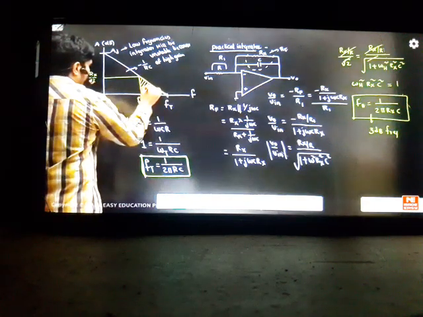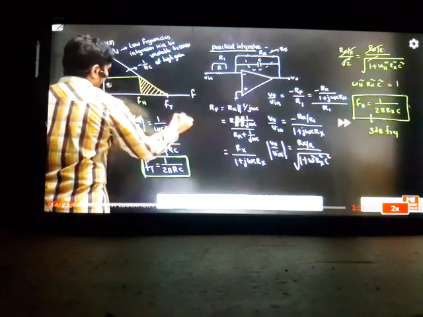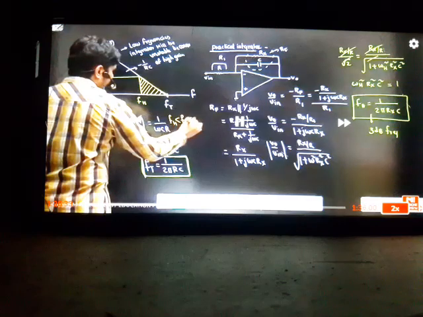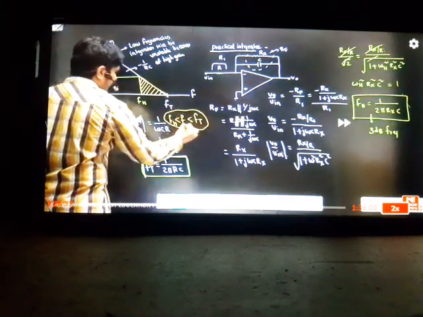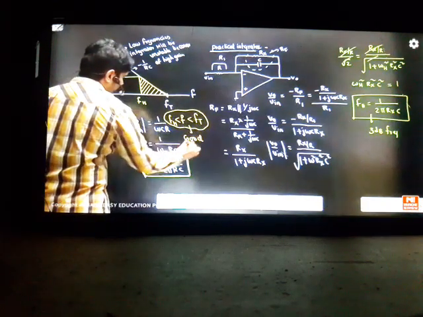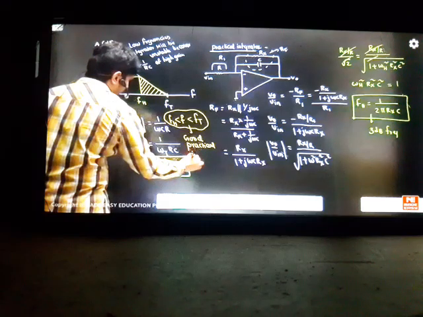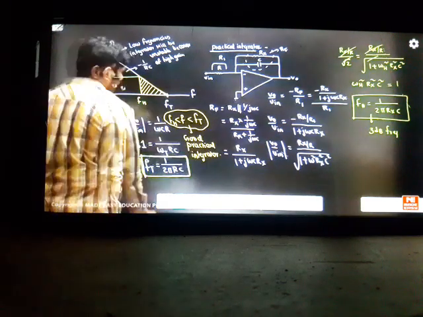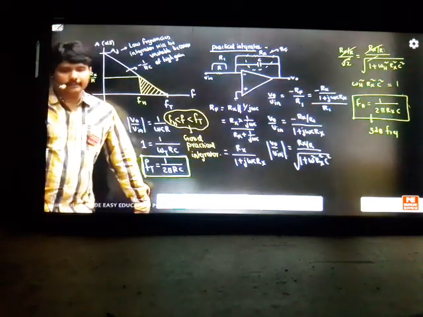So practically, if you want to use an integrator, always use a frequency that is less than FH, less than FT, and more than this one. In this range we can use it as a good integrator. Good practical integrators, we can say. So this is the way we are using integrator circuits. If you want to use practical integrators, this is the range we use.